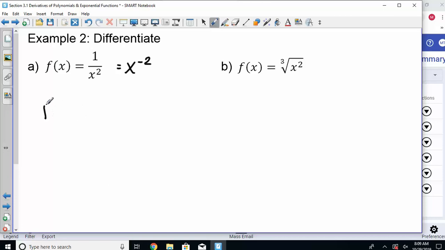So the derivative, f prime of x, exponent comes down, so a negative 2x, and then if you subtract 1, this is where people always mess up. What's negative 2 minus 1? Okay. So first, rewrite your problems. On B, is there any way to rewrite that as x to a power?